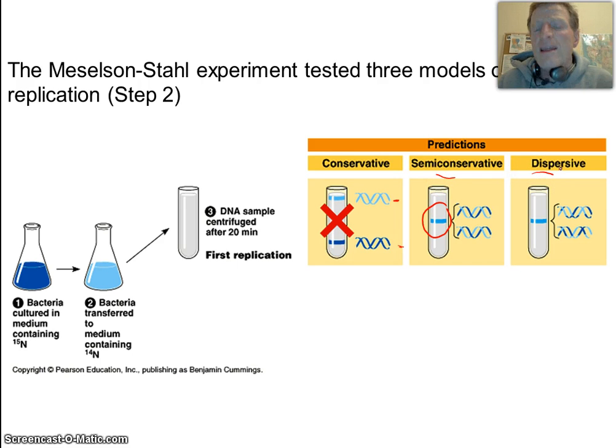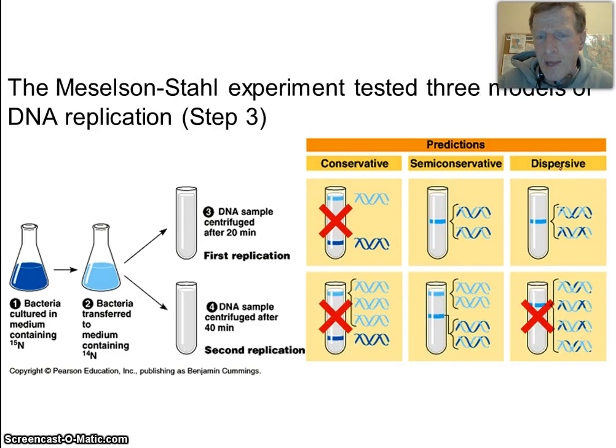Okay. Well, then they let that bacteria go for another 20 minutes, so that this DNA could copy itself again. And when they did that, what they found was that half of the DNA was the lighter form, half of it was a mixture of the heavy and the light, and none of it was truly heavy. So what this showed was that DNA was working by the semi-conservative model.